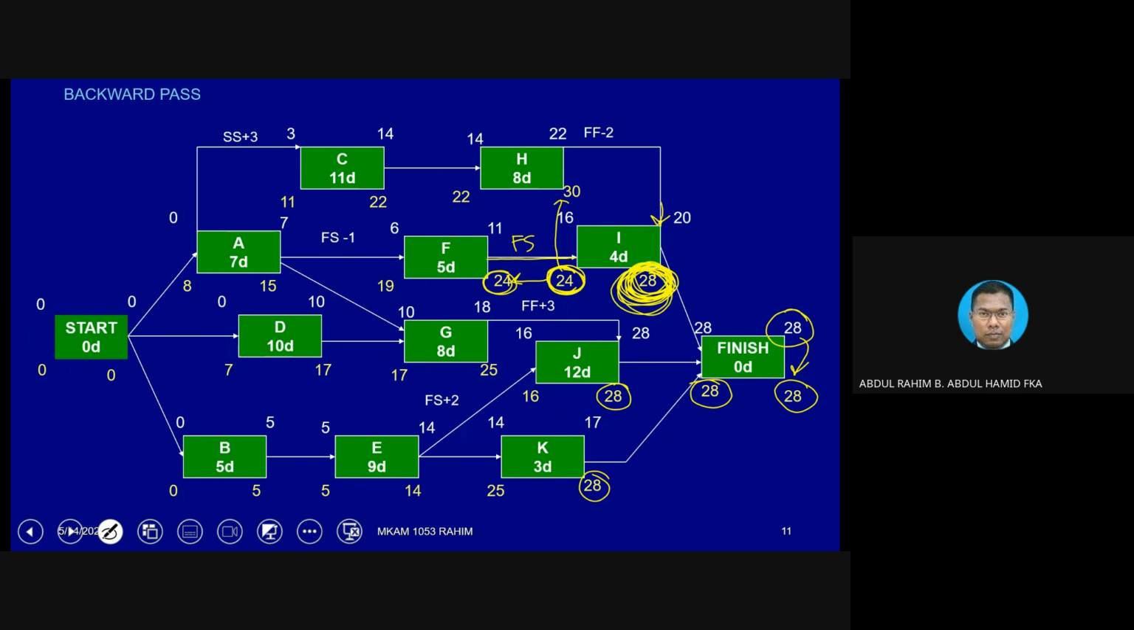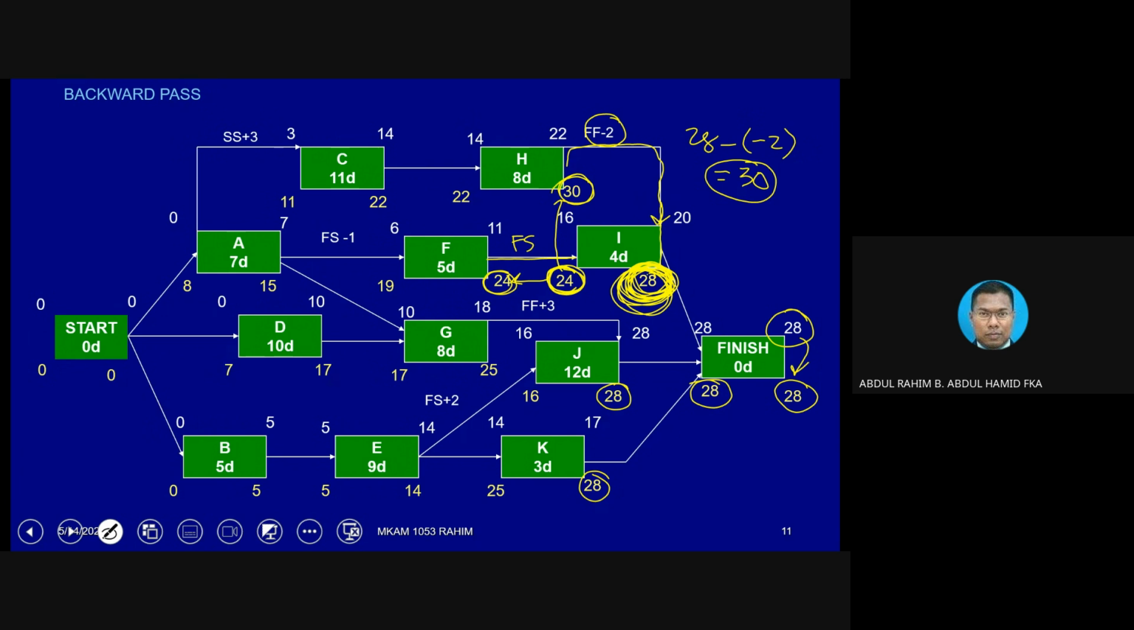Okay, I highlight here 28. And this 28 will go back according to this line. And since it is minus 2, 28 minus 2. This is the backward pass. We need to do this. 28 minus 2 becomes 30. This 30 is the value that is supposed to be here. Okay, that is how the value 30 comes from.